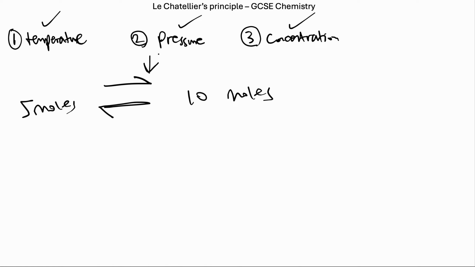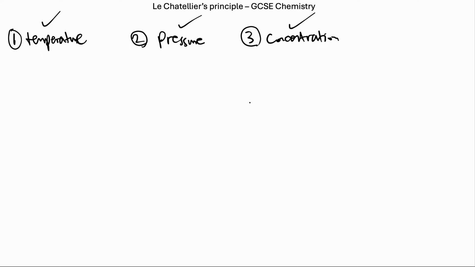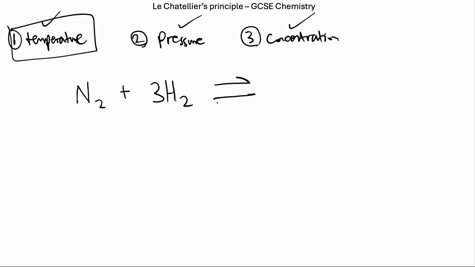But the position of an equilibrium can change because of these three factors changing within a reversible reaction once it has started. So first of all, changing the temperature. Let's take a look at an example. We might have nitrogen plus hydrogen, and the reversible reaction is going to go to NH3, so ammonia, and this entire reaction is minus 92 kilojoules per mole.